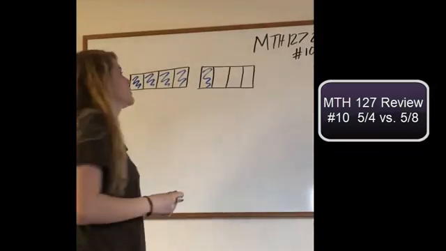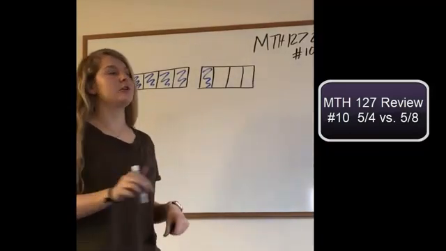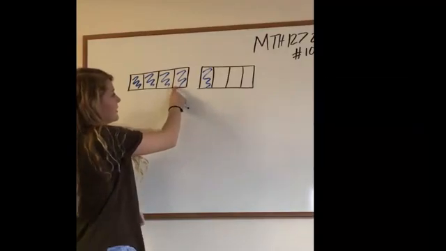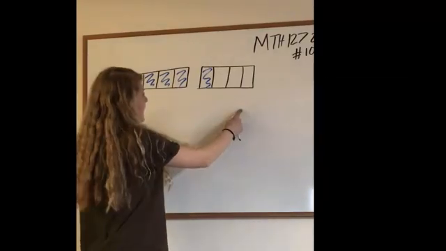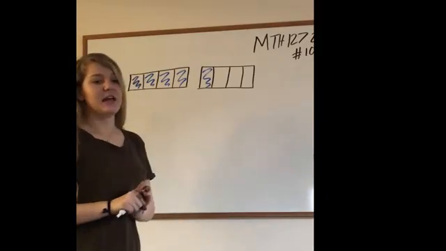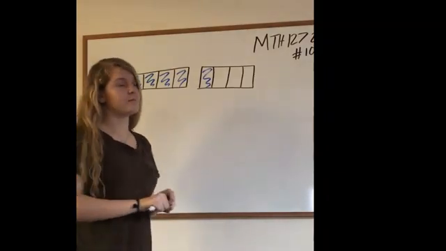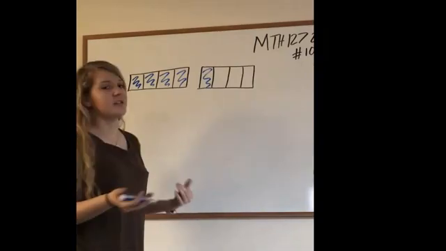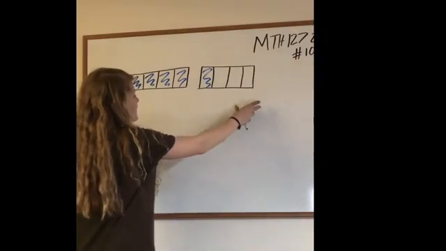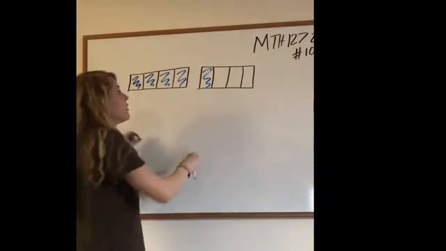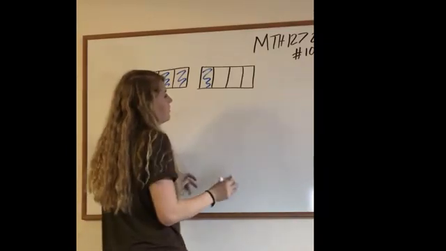On number 10, it shows this picture, and I did make a mistake on the review. This is supposed to be shaded in as well. Caitlin is saying that this is 5/8. And A asks, is Caitlin correct in what she's saying? With this picture, she isn't correct because she's looking at it as one whole altogether, when this is a whole and this is a whole.